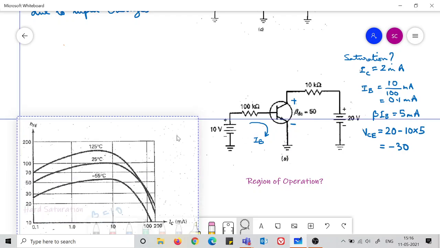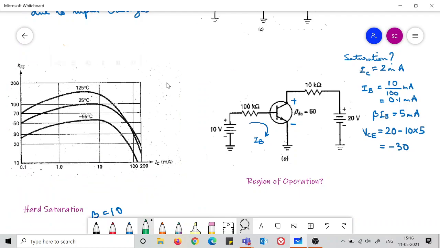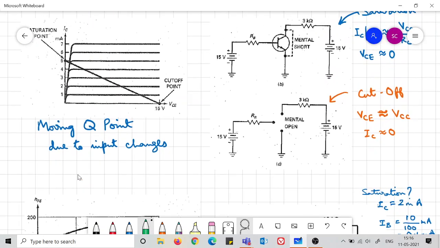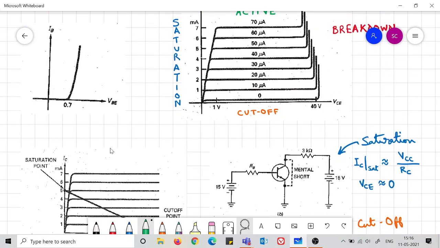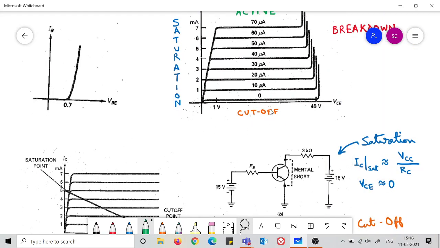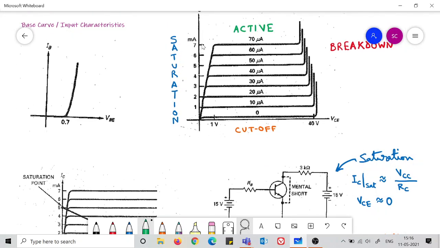If you notice in the output characteristic, this is the cutoff region. In the cutoff region, what is happening? IC is 0, or lesser.